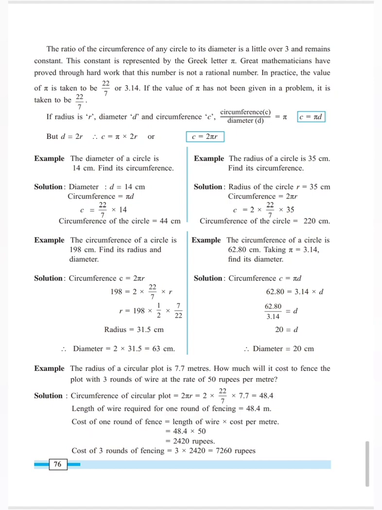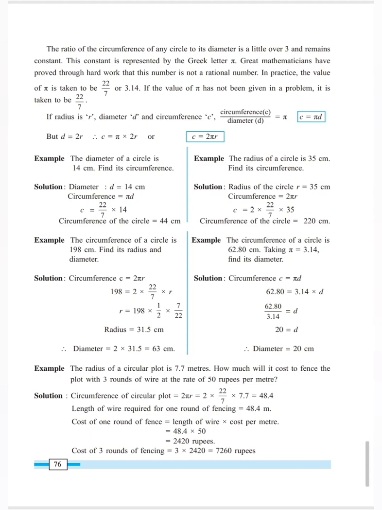So 2 into 22 upon 7 multiplied by 7.7 is equal to 48.4. 22 multiplied by 2 and 7 crossed with 7.7. So the answer is 48.4. Circumference we found as 48.4. One time fencing is equal to one time circumference. We want 3 rounds of a wire to make a fence. So we have to multiply the circumference 3 times.